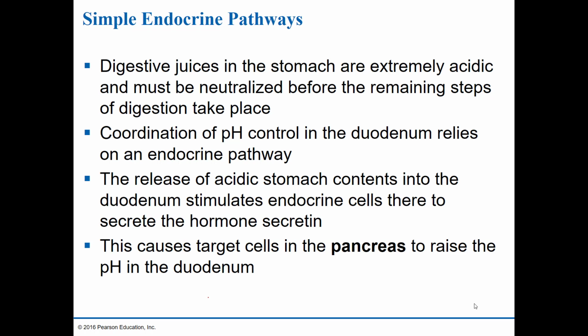After the stomach is this little organ called the duodenum. It's pronounced different ways, and I've always known it as duodenum. But the duodenum detects the acidity from the food coming out of the stomach, and it starts to release a hormone called secretin. There are endocrine cells within the duodenum that secrete secretin, and that secretin tells the pancreas to raise the pH in the duodenum somehow.